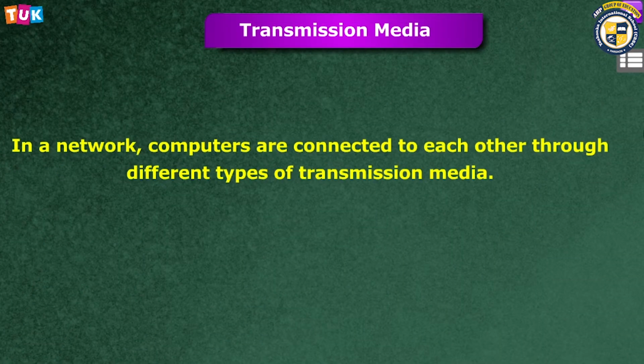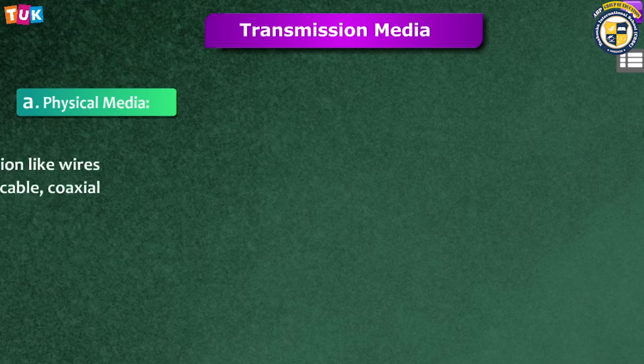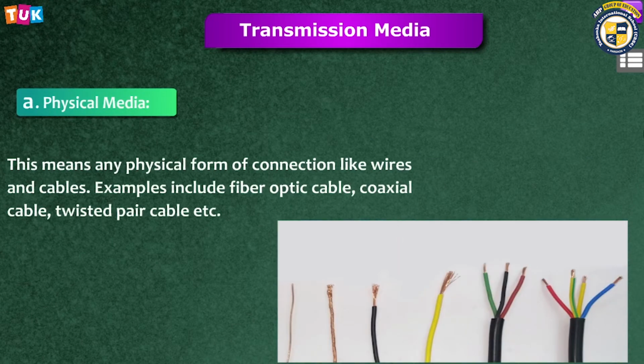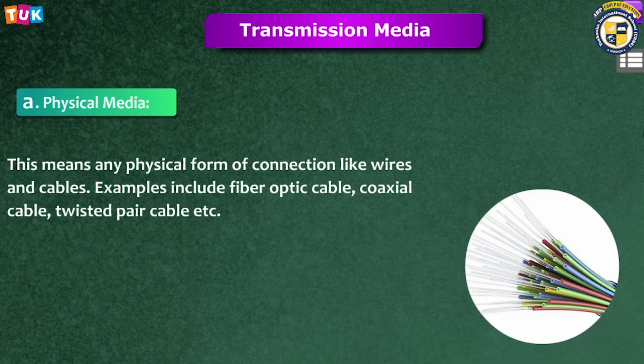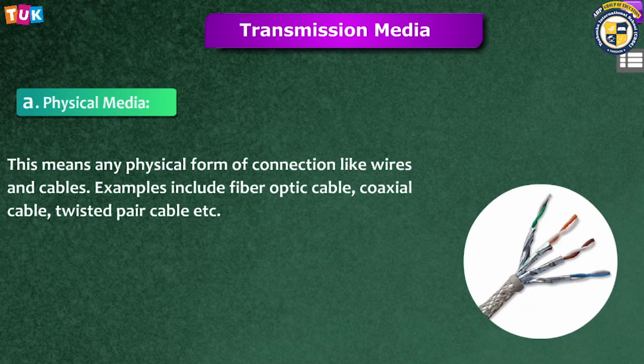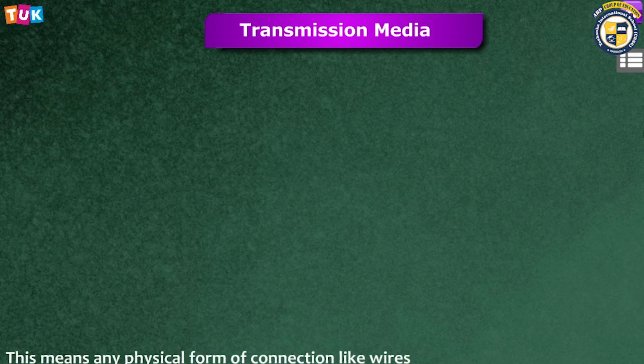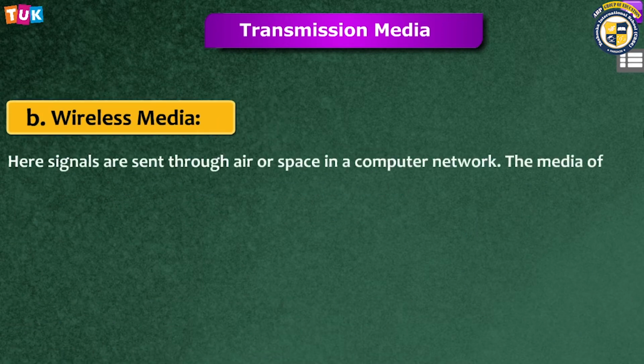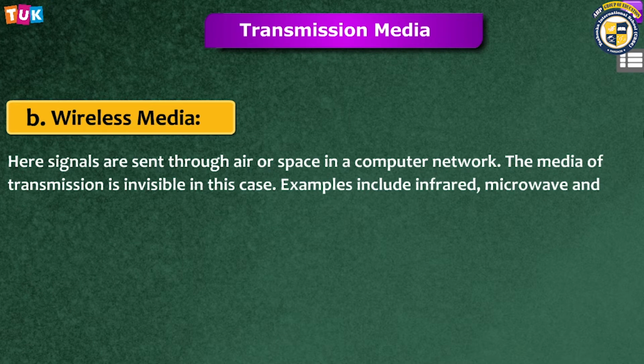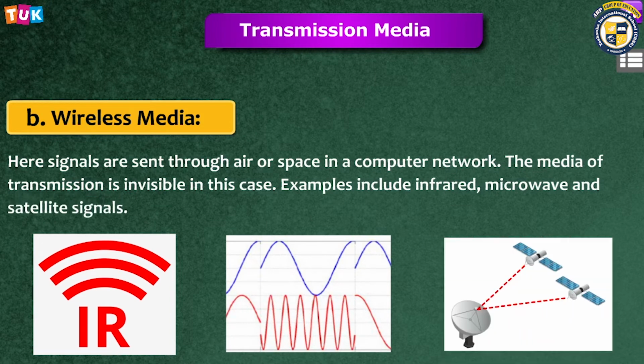Transmission media. In a network, computers are connected to each other through different types of transmission media. Physical media. This means any physical form of connection like wires and cables. Examples include fiber optic cable, coaxial cable, twisted pair cable, etc. Wireless media. Here signals are sent through air or space in a computer network. The media of transmission is invisible in this case. Examples include infrared, microwave, and satellite signals.